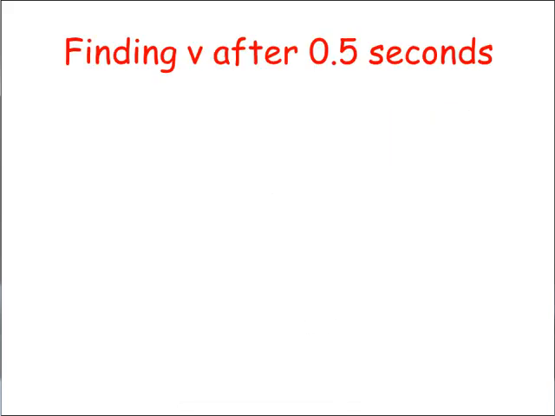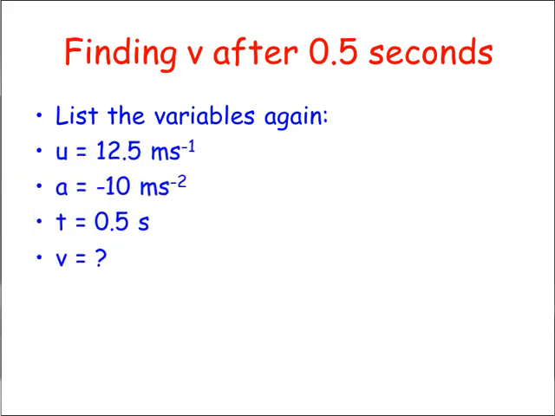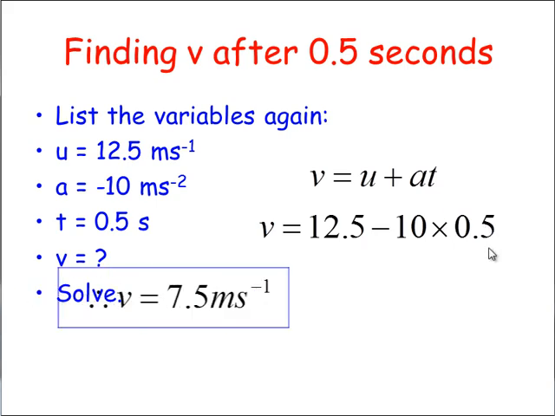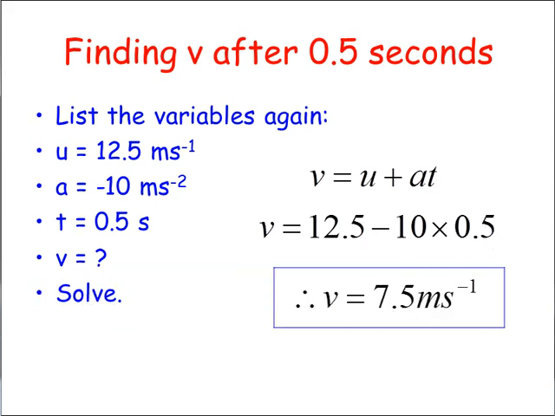Okay, find v after 0.5 of a second. List your variables again. We've got u, a, t. We need to know v. Look at that, v, u, a, t. We've got v equals u plus at. Substitute in 12.5 minus 10 times 0.5. We get 7.5 meters per second.